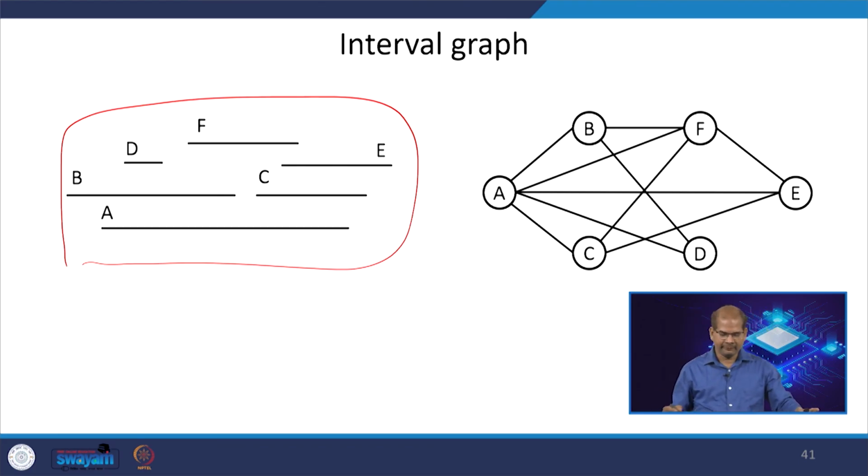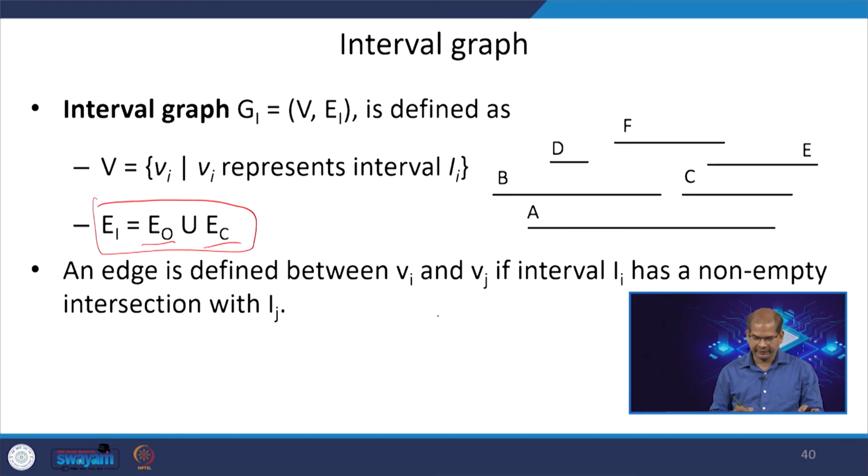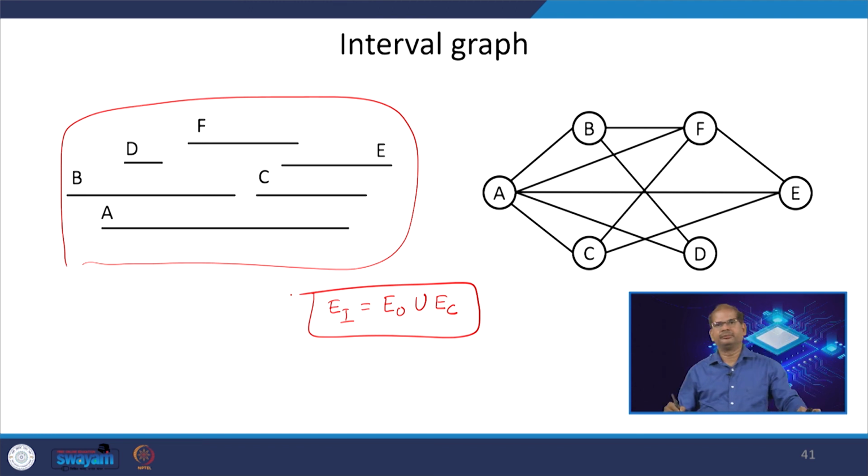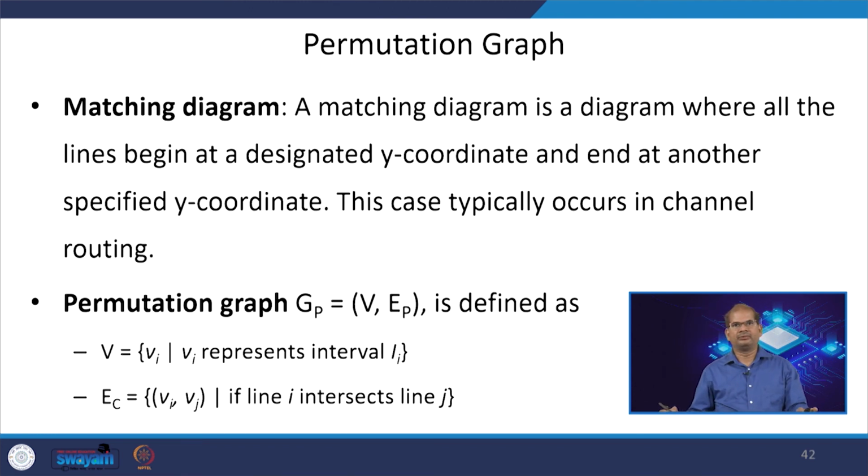It is basically E_O union E_C. E_O union E_C is basically your E_I. This is the condition for creating the graph.